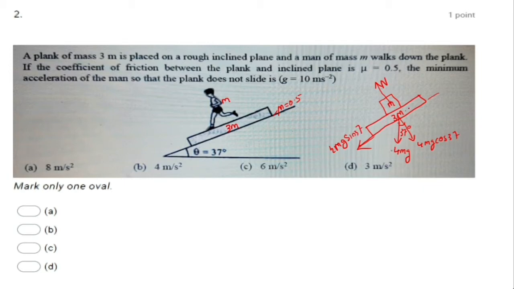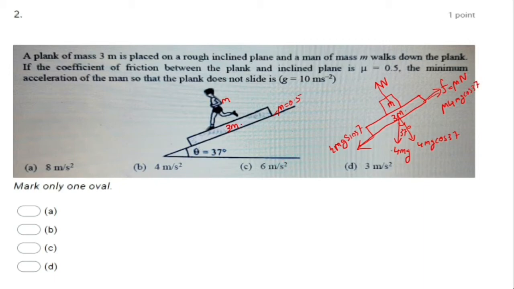Now when the man is walking down, he is actually pushing a force backward, right? So definitely there will be a friction acting backward, say friction F. As we already know, friction is equal to mu into capital N, the normal reaction force. That is equal to mu into, what is the normal reaction force? That is 4mg cos 37. So we can write here 4mg cos 37.